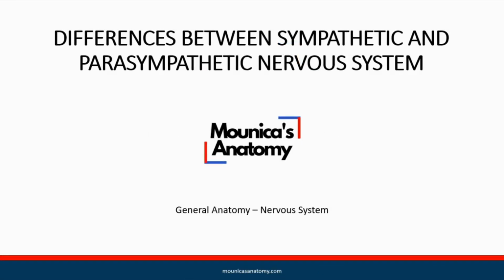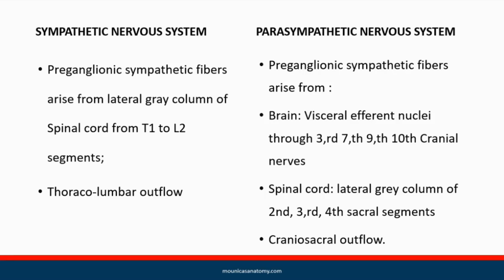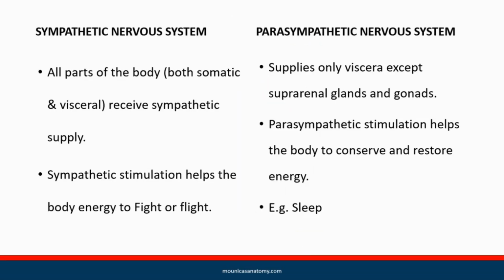Differences between sympathetic and parasympathetic nervous system. Sympathetic nervous system arises from lateral gray column of T1 to L2 segments, thoracolumbar outflow. Parasympathetic arises from visceral efferent nuclei of 3rd, 7th, 9th, 10th cranial nerves, and S2 to S4 sacral segments, craniosacral outflow. All parts of the body, somatic and visceral, receive sympathetic supply, and sympathetic stimulation helps the body use energy to fight or flight. Parasympathetic supplies only viscera, helps the body to conserve energy.